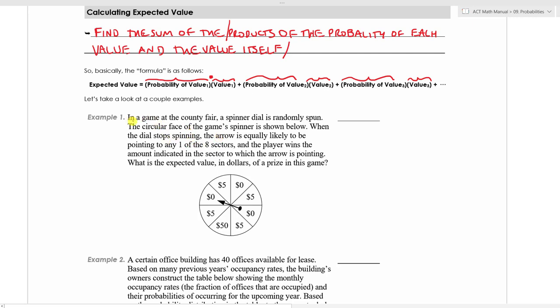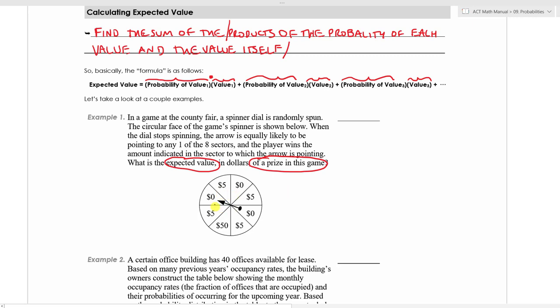So this says, in a game at the county fair, a spinner dial is randomly spun. The circular face of the game spinner is shown below. When the dial stops spinning, the arrow is equally likely to be pointing to any one of the 8 sectors, and the player wins the amount indicated in the sector to which the arrow is pointing. What is the expected value of a prize in this game? So here's what we do.